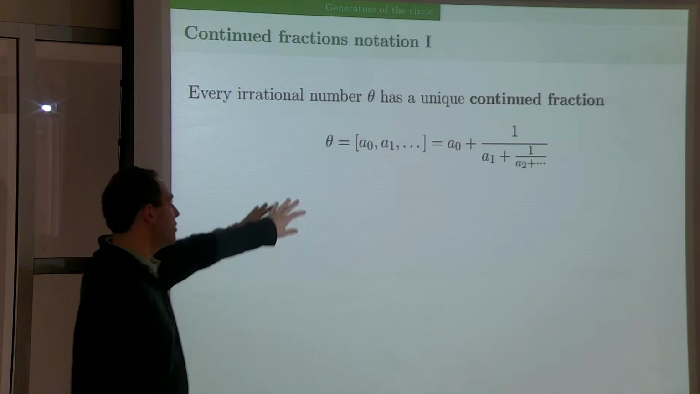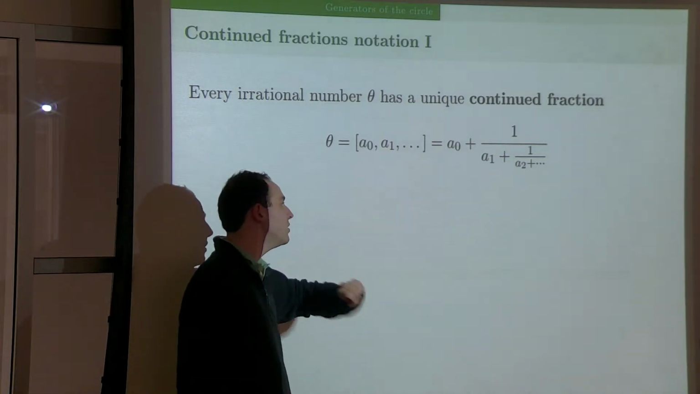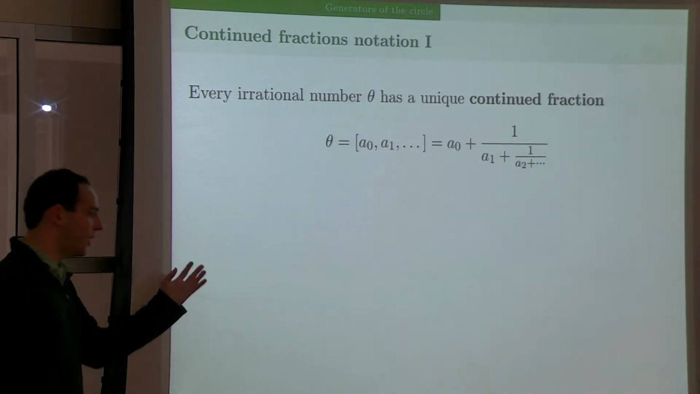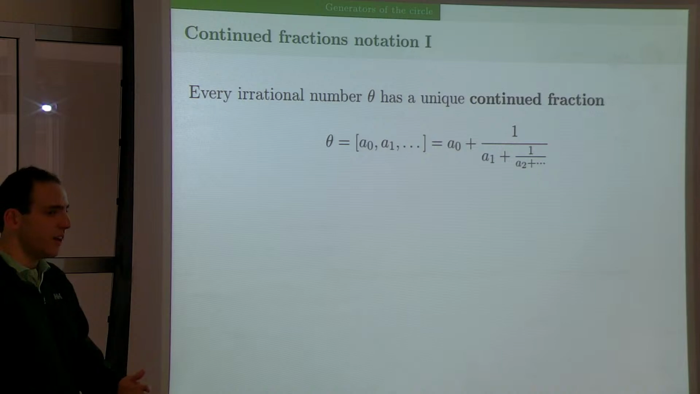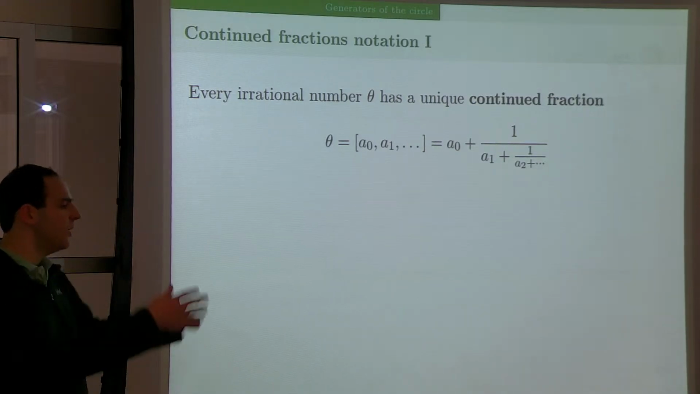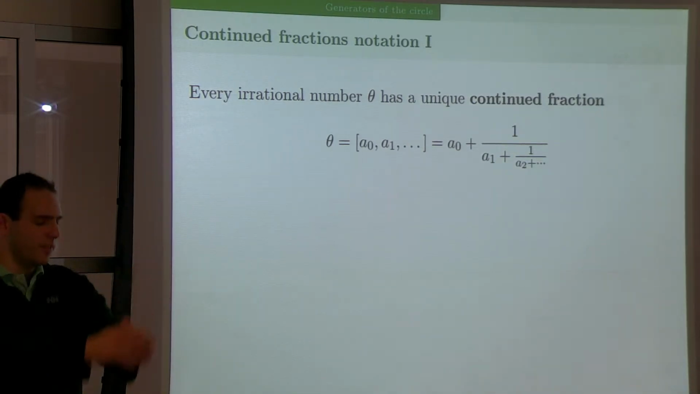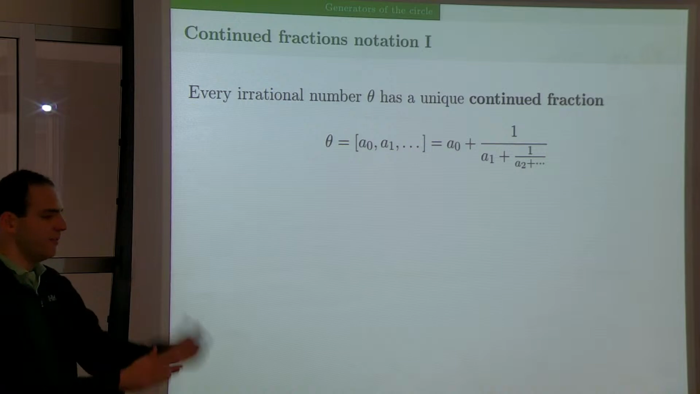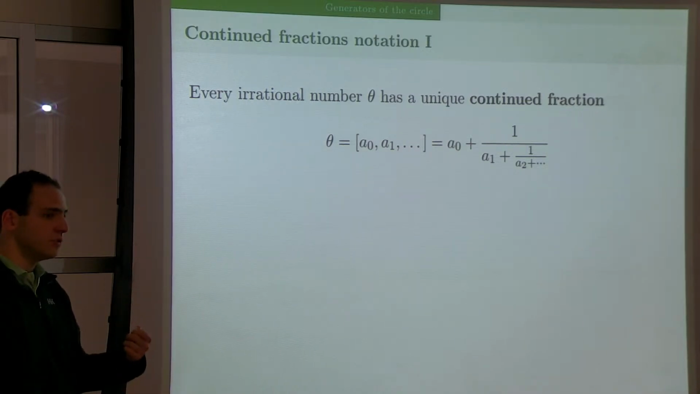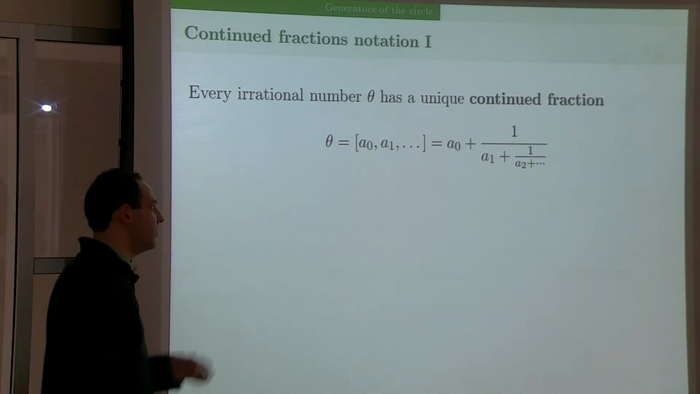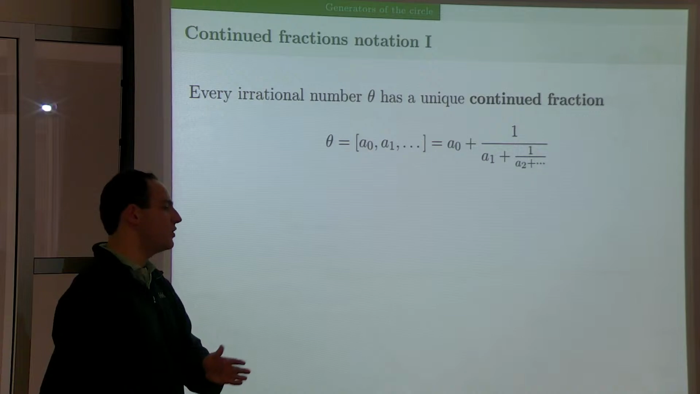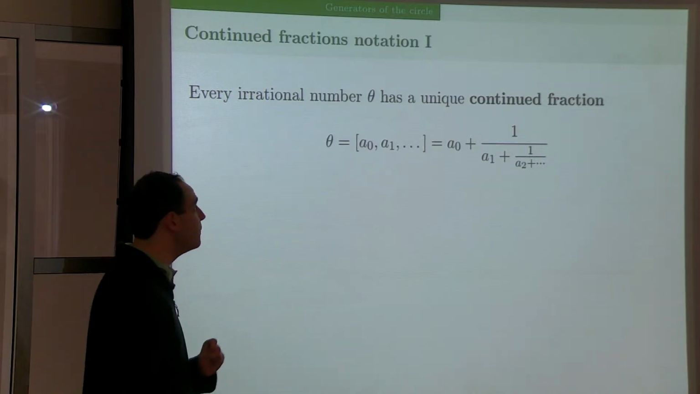So every real number has a continued fraction. You can also write out a continued fraction for a rational number. It will be finite, and there's a correspondence: if you have a finite continued fraction, then you have a rational number, and the converse is true. So these are equivalent: finite and rational versus infinite and irrational.